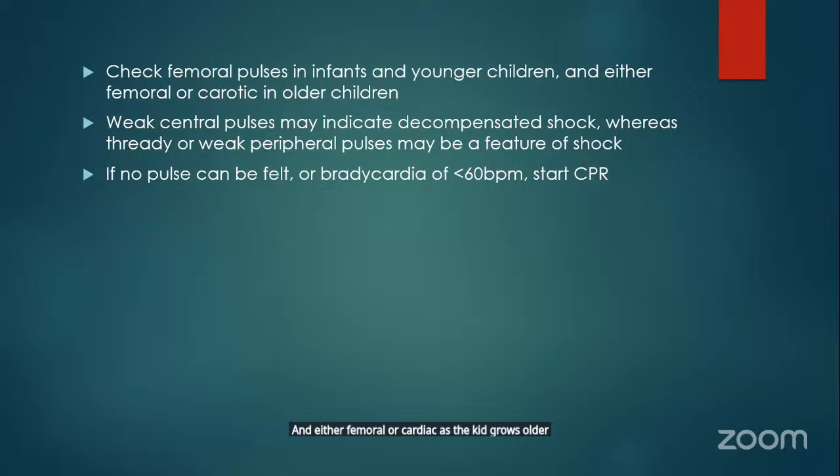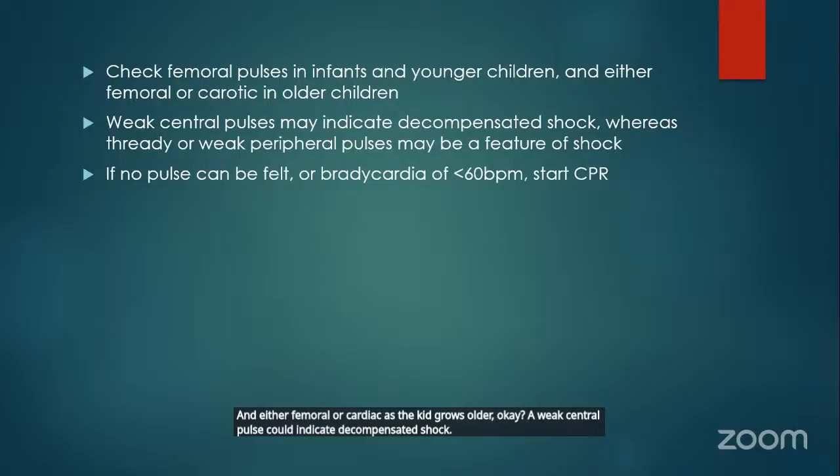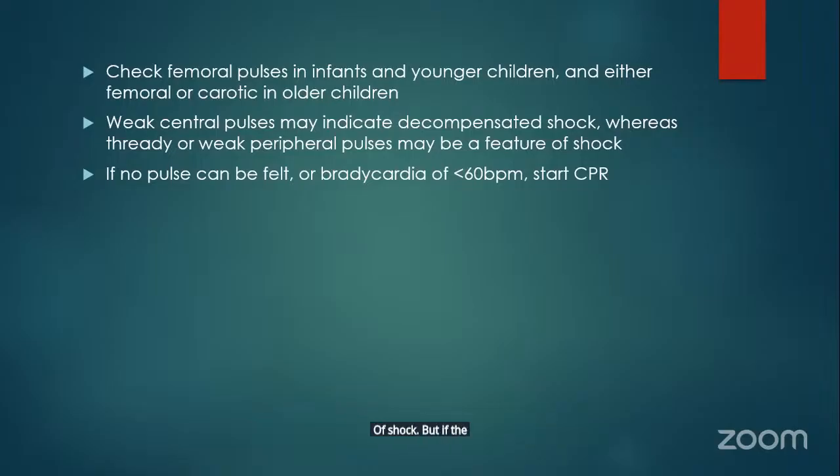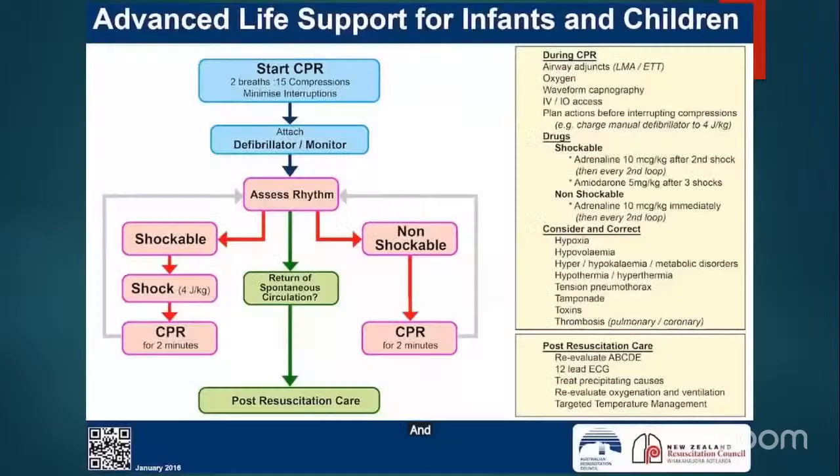Okay? A weak central pulse could indicate decompensated shock, whereas a thready pulse in the periphery could just be the initial sign of shock. But if the pulse is weak centrally, then you're in a lot of trouble. Okay? And if no pulse can be felt, or a bradycardia of less than 60 beats per minute, that is a trigger to start CPR. It is not just the absence of a pulse, but bradycardia less than 60 in kids. Okay? We've gone over the algorithm yesterday.